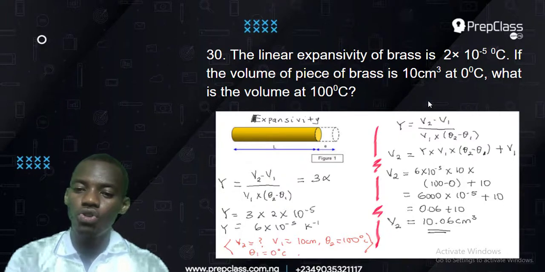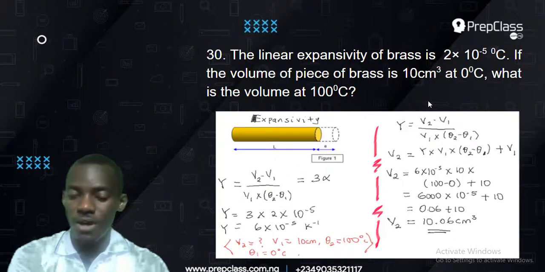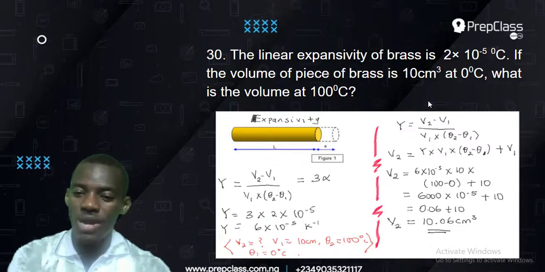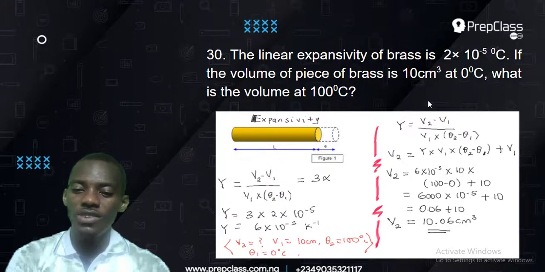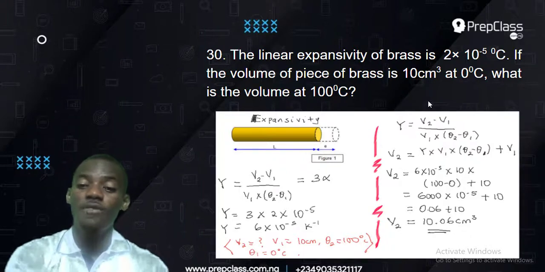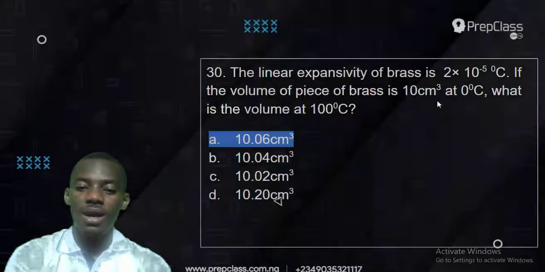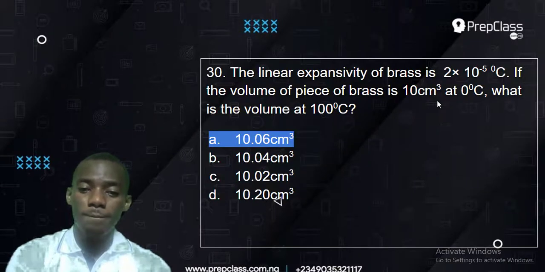Remember, I said do not multiply 10 raised to the power anything. Just leave it there, but multiply the numbers. So 6 times 10 times 100 gave me 6,000 times 10 to the power -5 plus 10. If I multiply that, that will give me 0.06 plus 10, and that gives me 10.06 centimeter cube as my volume 2, giving me the answer as option A, 10.06 centimeter cube.